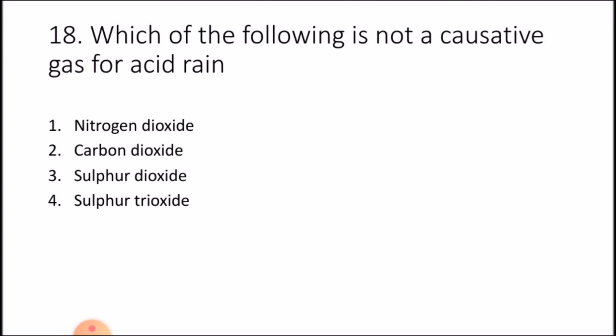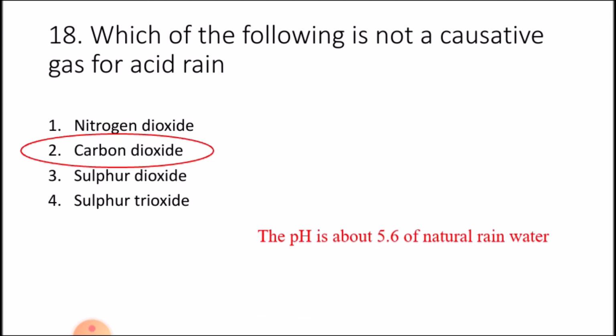However, carbon dioxide, when it is dissolved in water, forms carbonic acid, but it is a weak acid. Therefore carbonic acid, or carbon dioxide gas dissolved in water, won't reduce the pH of water below 5.6. Therefore the answer should be the second one.